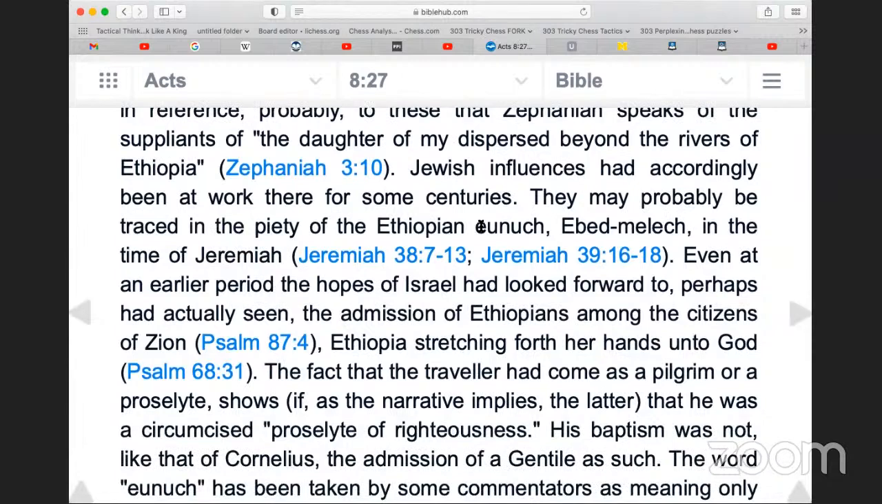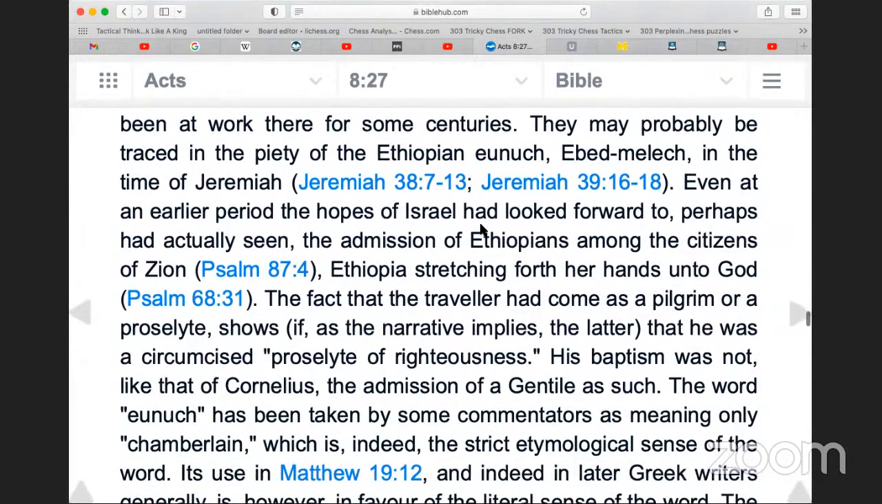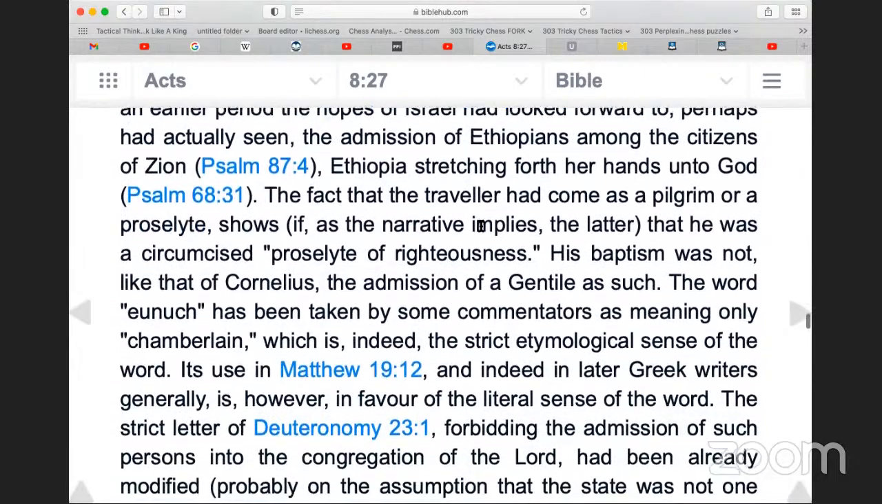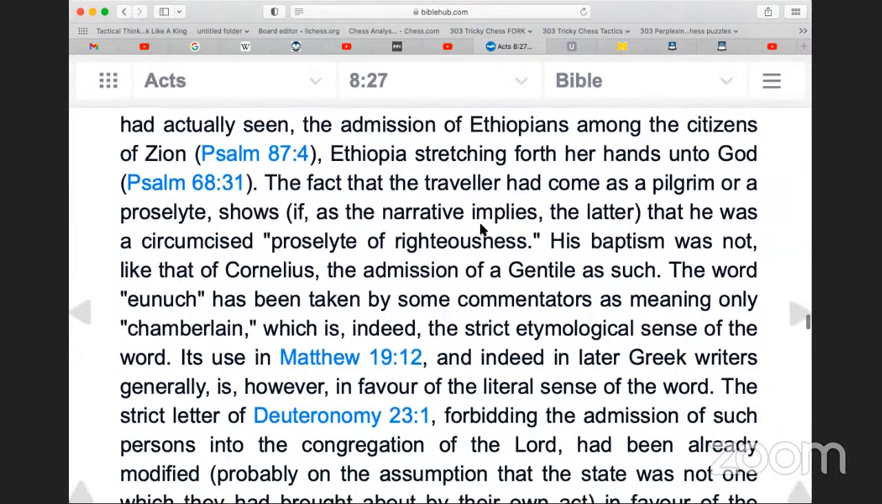This may probably be traced in the piety of the Ethiopian eunuch. Ebed-Melech in the time of Jeremiah, even at the earlier period of the hopes of Israel had looked forward to, perhaps had actually seen the admission of Ethiopians amongst the citizens of Zion. Ethiopia stretching forth her hands unto God.